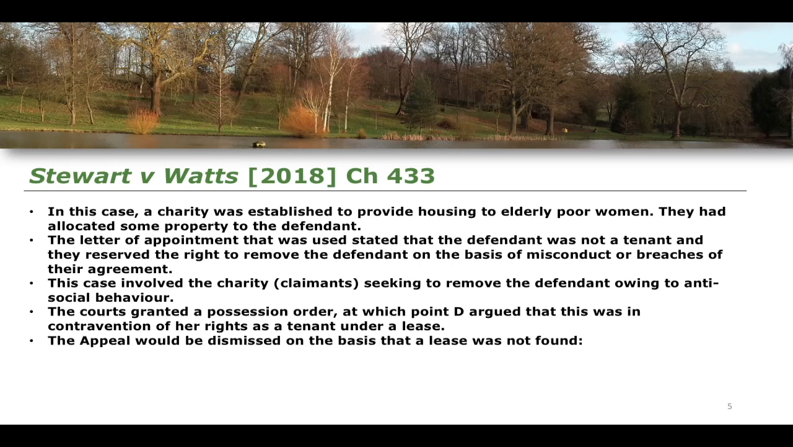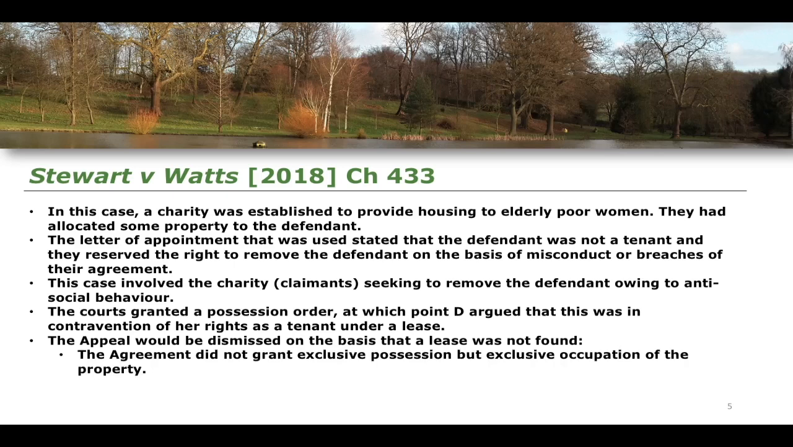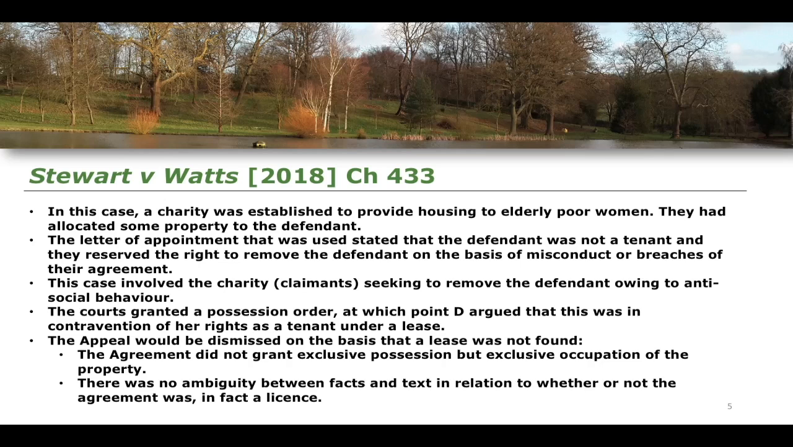The appeal would be dismissed, and this was because a lease was not found to have existed in this particular agreement. The reason for this is that the agreement did not grant exclusive possession, but only exclusive occupation of the property. And so there was no ambiguity between the facts and the text, given that it was stated as being a license, which is of course the language of the agreement, but it is also factually a license, or at least factually could not have been a lease, because it did not grant exclusive possession, but only exclusive occupation.